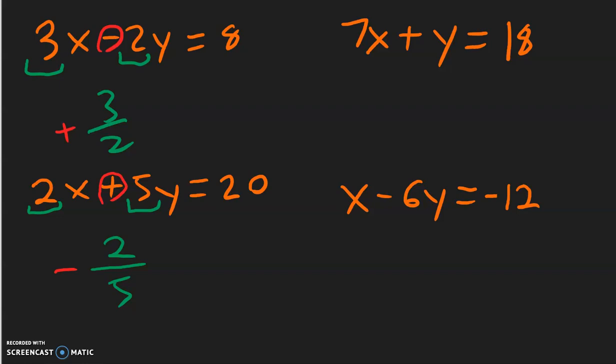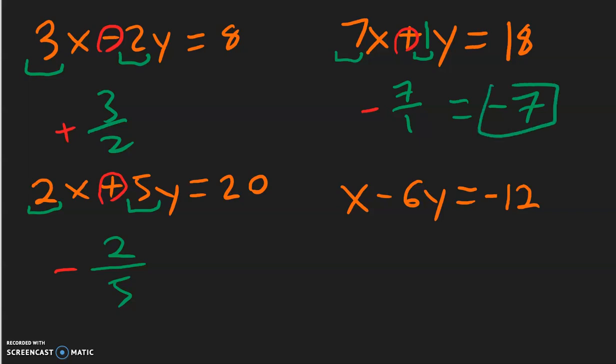This third example, we have 7 over here, we have nothing here, so that's a 1. So we have 7 over 1, and this positive will change to negative. So negative 7 divided by 1, this is equal to simply negative 7.